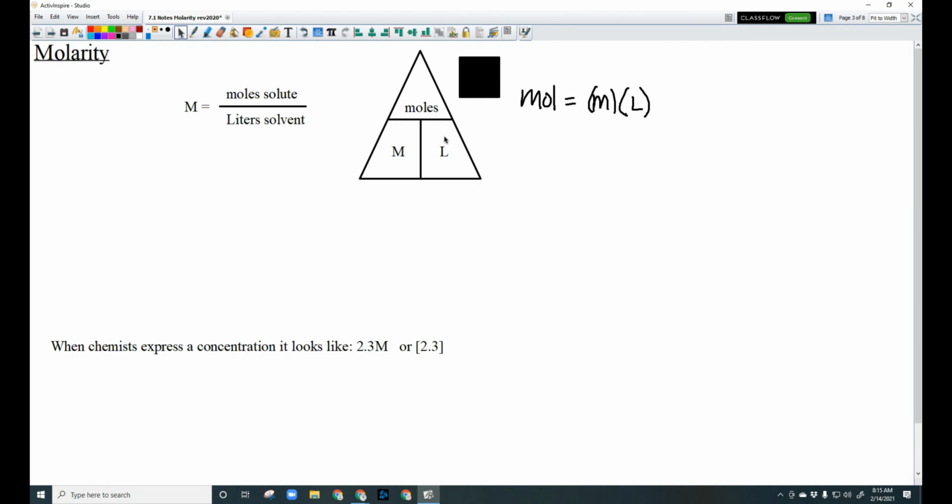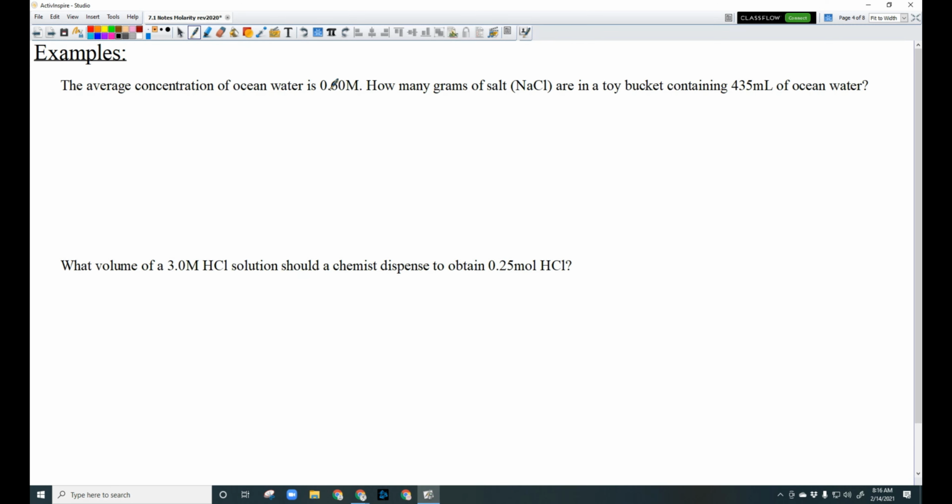Okay. All right. So here's some examples. The average concentration of ocean water is 0.60 molar. And that's how you read that, 0.60 molar. How many grams? And here is a given, circling that, of salt, NaCl, are in a toy bucket containing 435 milliliters of ocean water.